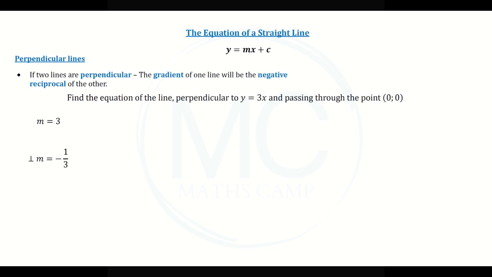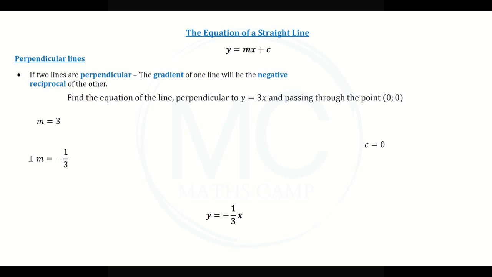Just like our previous examples, this line also passes through the origin at point 0, 0. So this line has a y-intercept at 0, which means that c is 0. And we can make a note of this over here. Now we have an equation with an m value of negative 1 over 3 and a c value of 0. So we can write our equation as y is equal to m, negative 1 over 3 x. c is 0, so we don't have to write this value down.